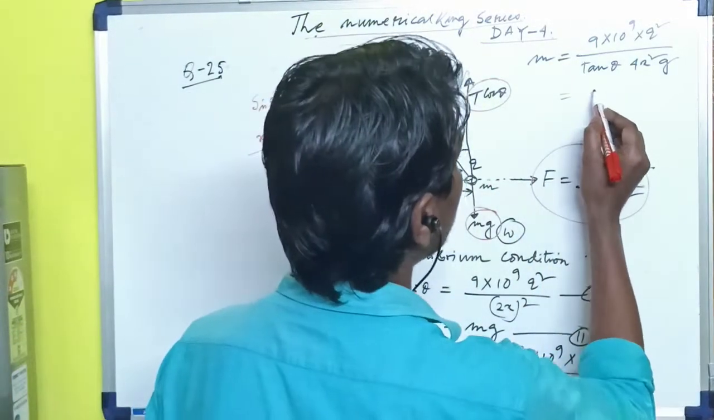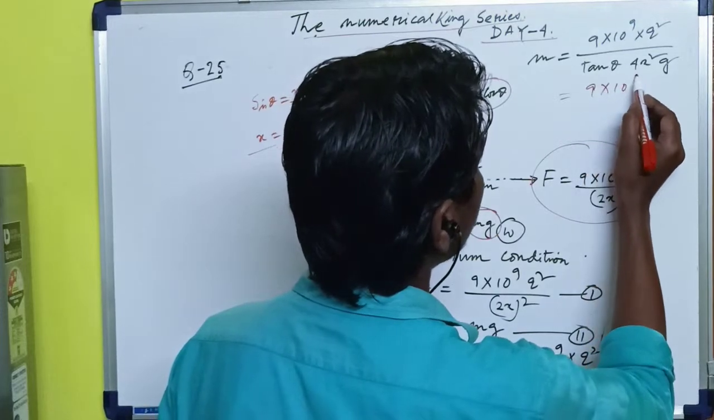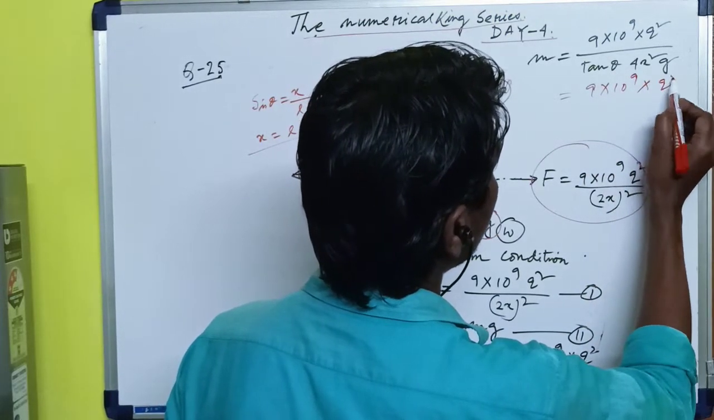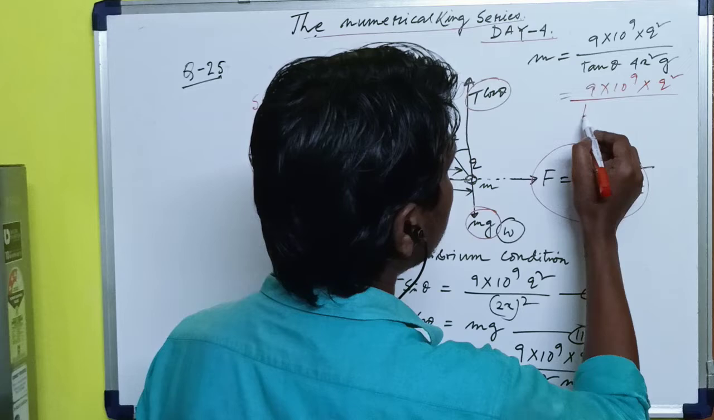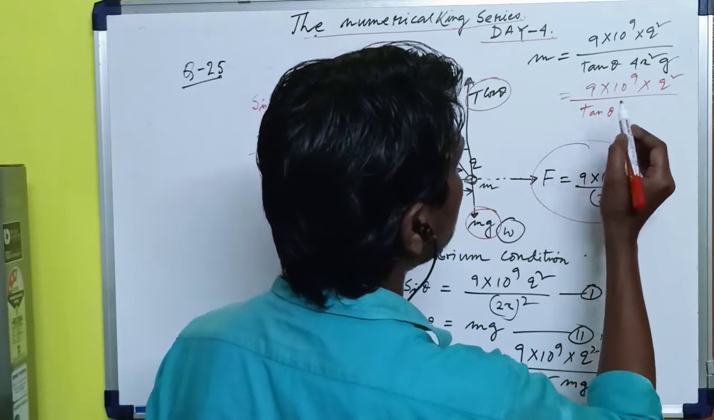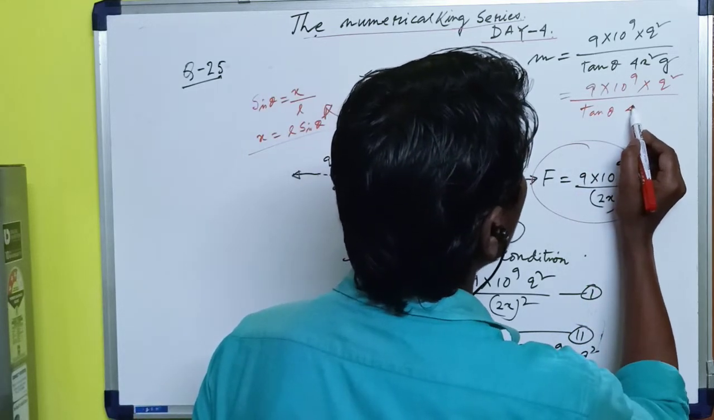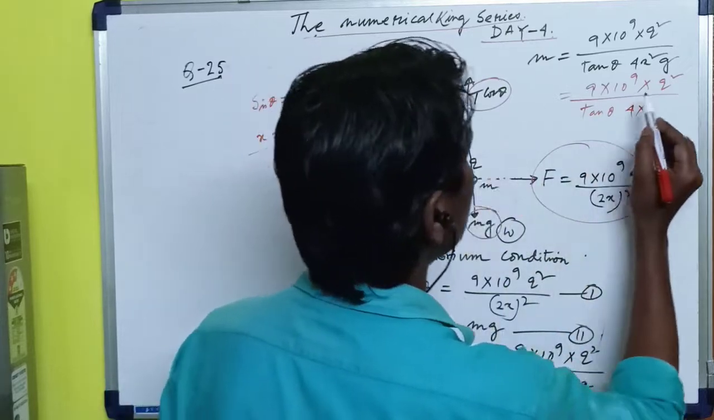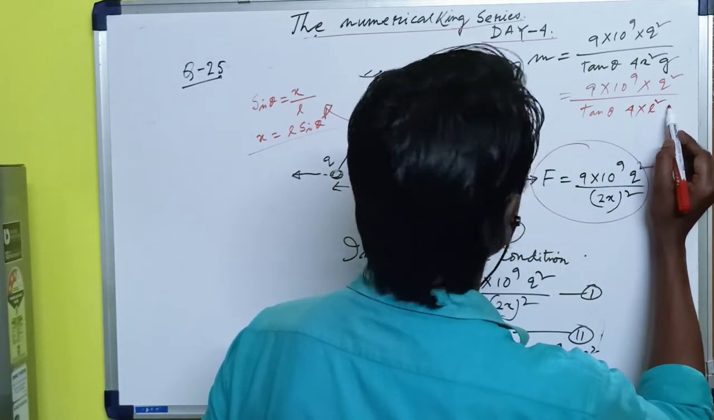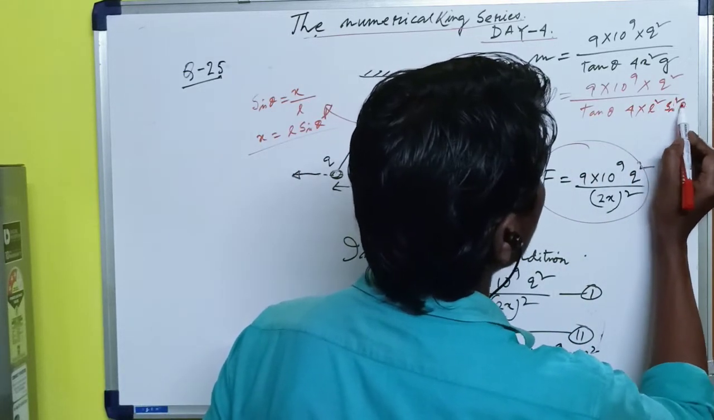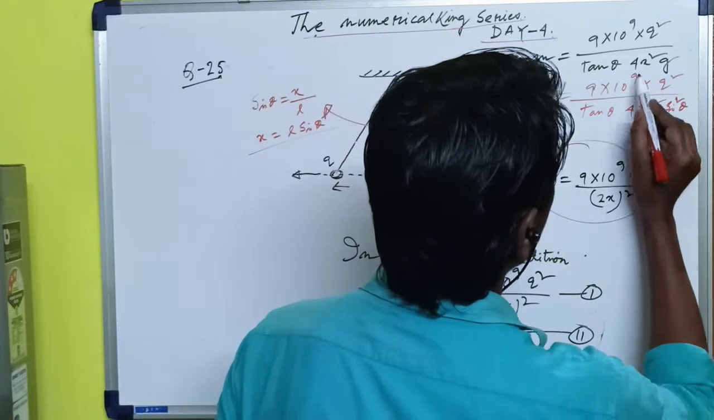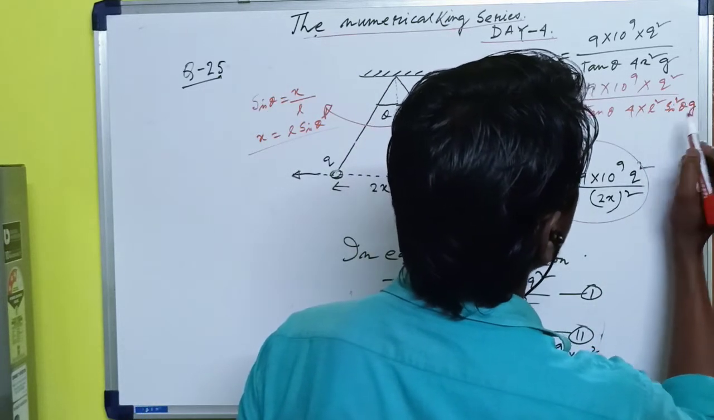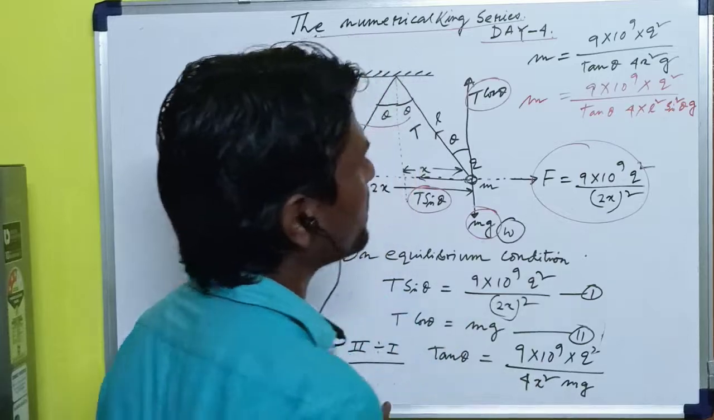So this is equal to 9 into 10 to the 9 into q square by tan theta into 4 into x square. X square means L square sin square theta, 4x square into g. So this is the answer, the mass.